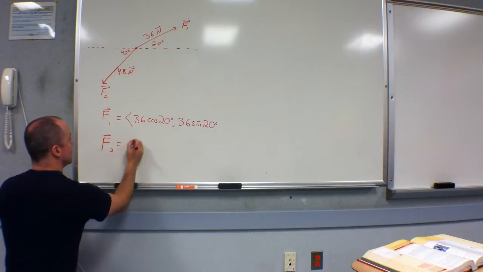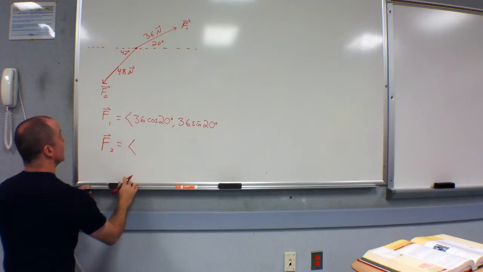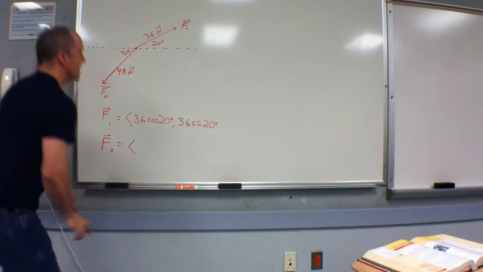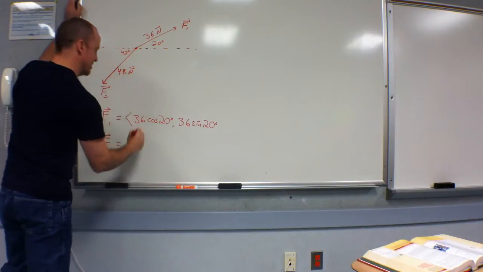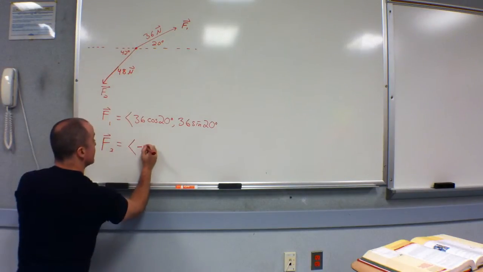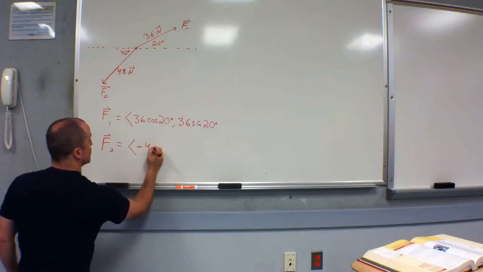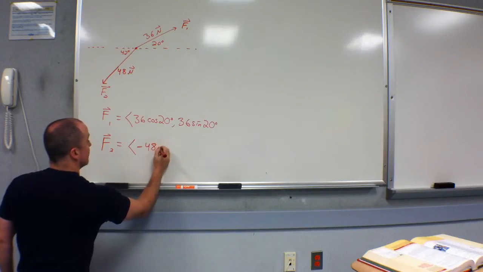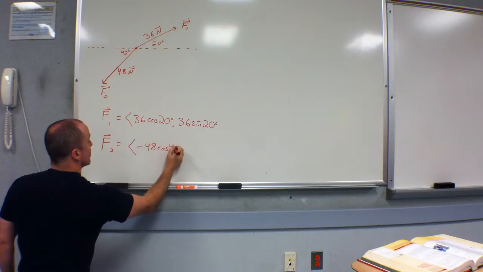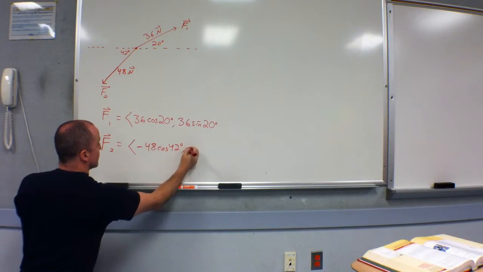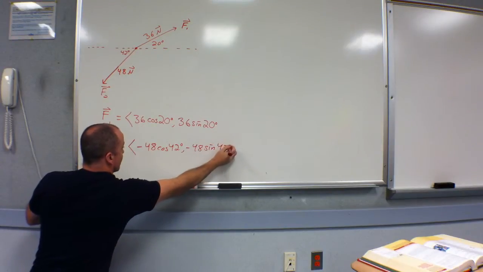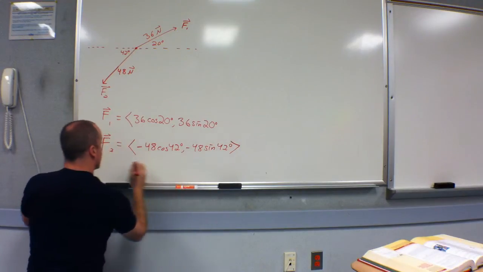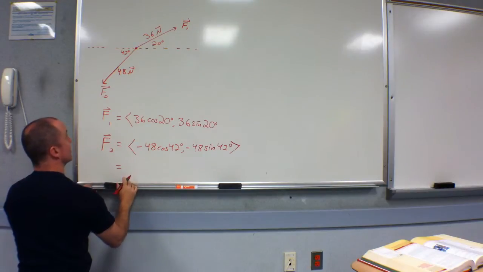Force 2, we have 2 ways to write it, depending on your level of comfort with the unit circle. Wait, aren't they negatives? Yes, if we're going to use the 42 degrees, which would be a reference angle, then we have to remember to make both of them negative because this vector goes to the left and down the way we've drawn it. So that's negative 48 cosine 42 degrees, negative 48 sine 42 degrees.